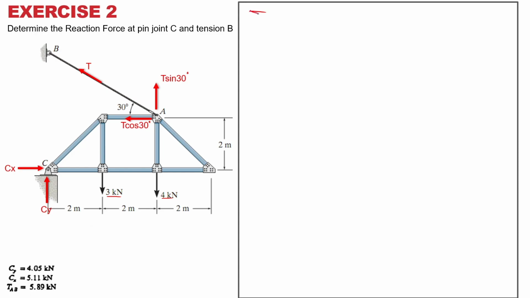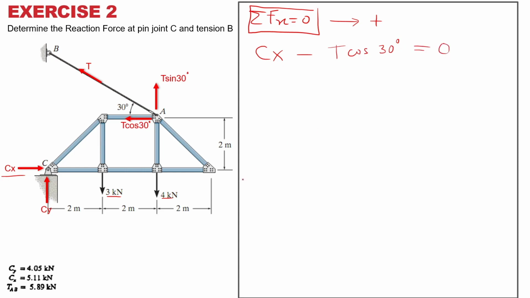So let's solve. Starting with summation Fx is equal to 0. To the right is positive, right? This is our convention. And look at all the x components: Cx minus T cos 30 degrees. And that's all. Is equal to 0. This is all the x components.